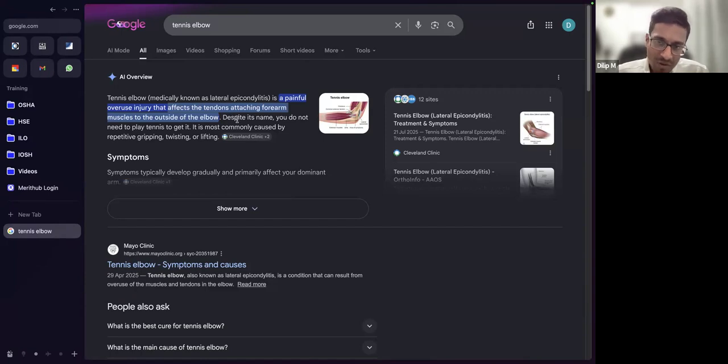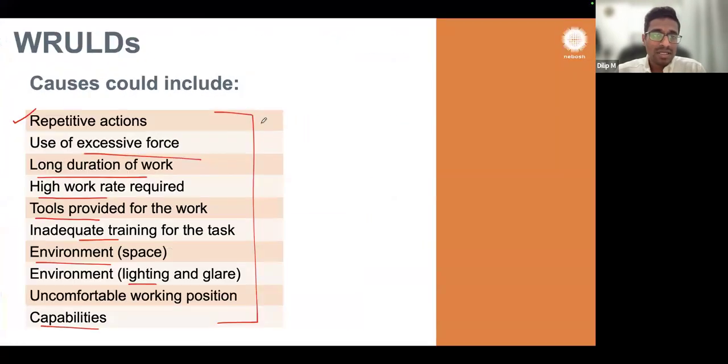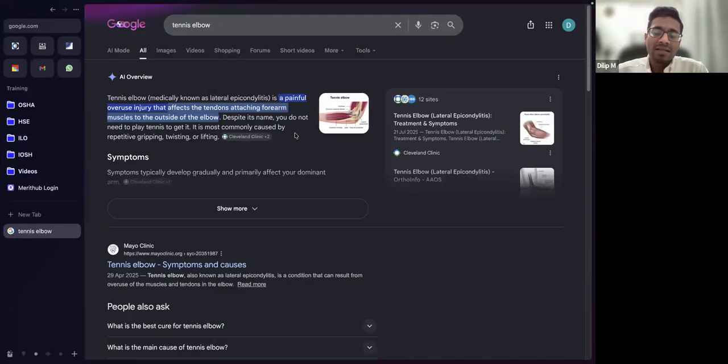It is also called golfer's elbow, because their actions are repetitive and require them to use excessive force. So these are all the contributing factors. Similarly, there are many other medical conditions which come under WRULD, because anything that affects the upper limb, in terms of your muscles, joints or tendons, comes under WRULD.